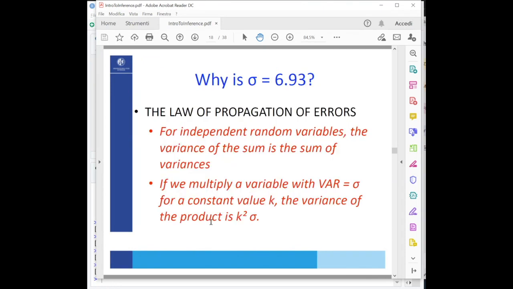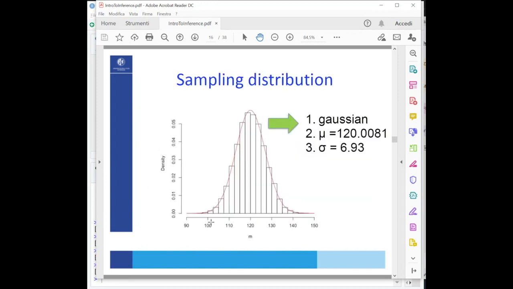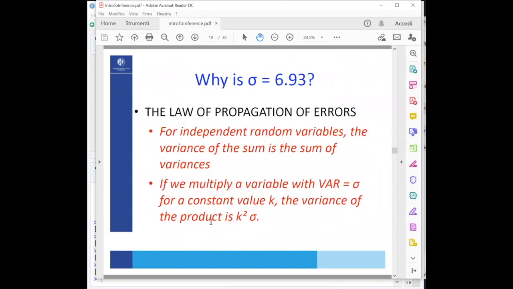Second question. Now we understood why this is Gaussian, and we know why it has a mean equal to the original mean. But we do not know why the standard deviation is lower. In practice, we can still have an idea that it should be lower.